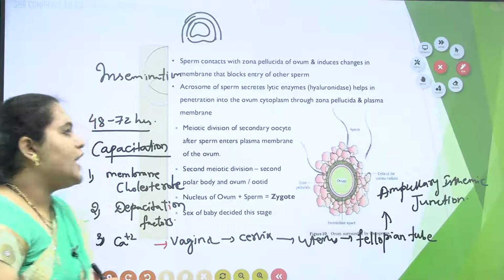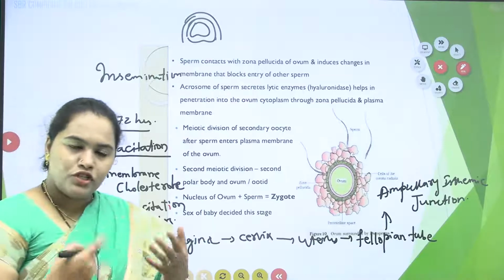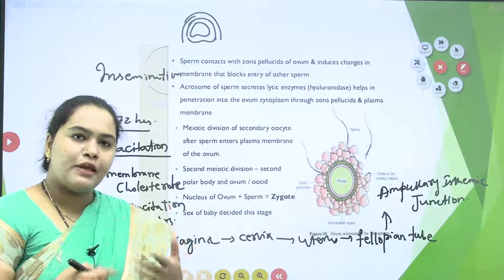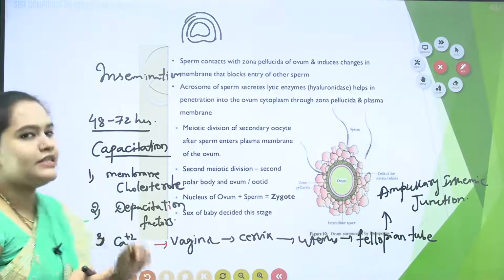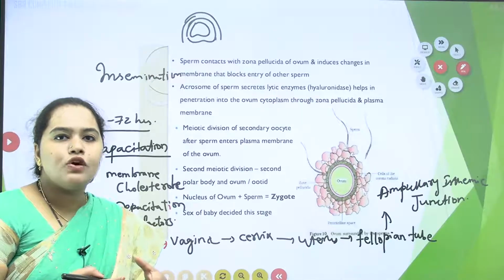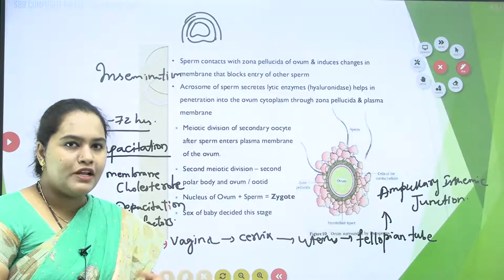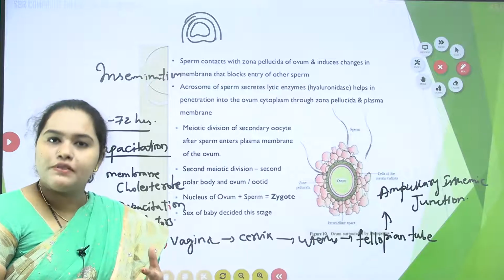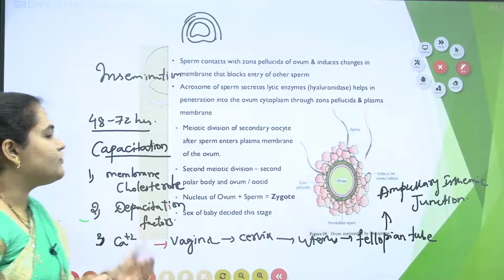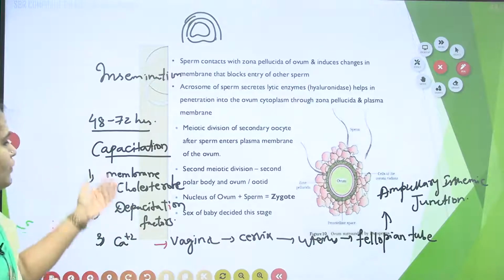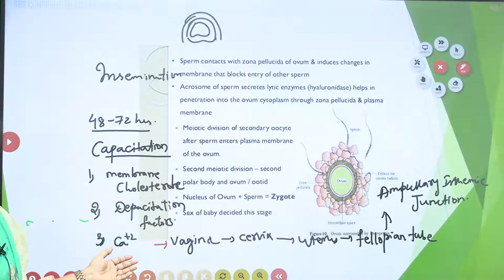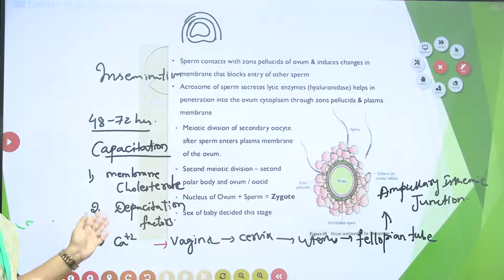After the formation of the gametes, that is after gametogenesis, the next step is insemination. It is the release of sperms into the female genital tract. Once the sperms are released, capacitation of the sperm will take place. This all happens in capacitation.